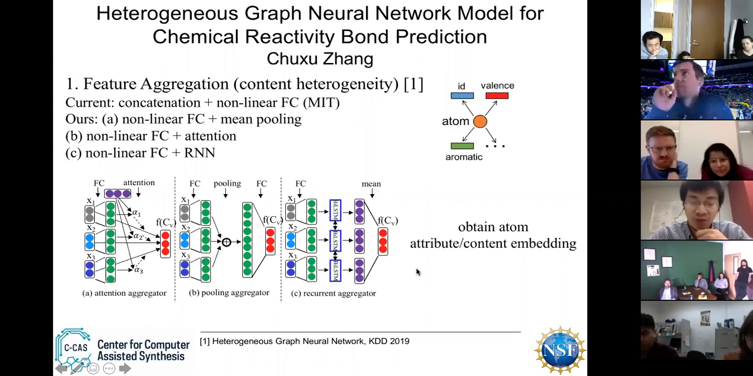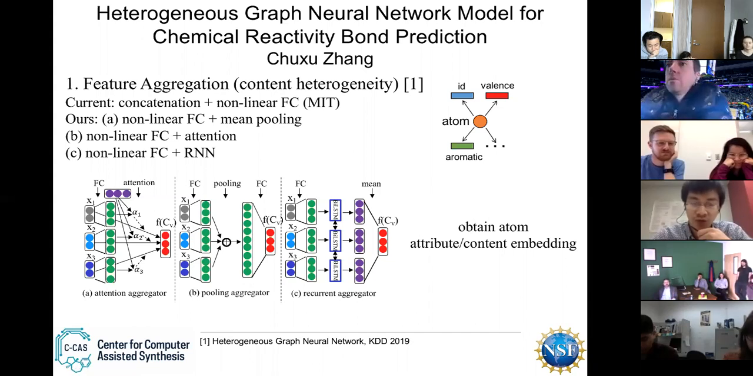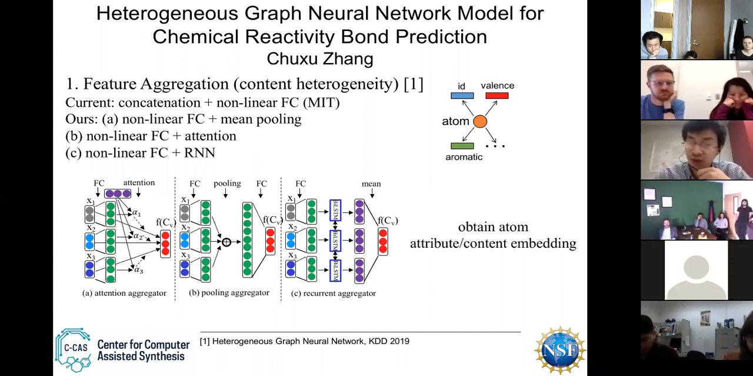So here are the three types of content aggregator that I proposed in this work. After we use the feature aggregator to aggregate the different types of features and obtain the general attribute or content embedding of each atom, this is how we solve the first challenge, the content heterogeneity in the molecular graph.